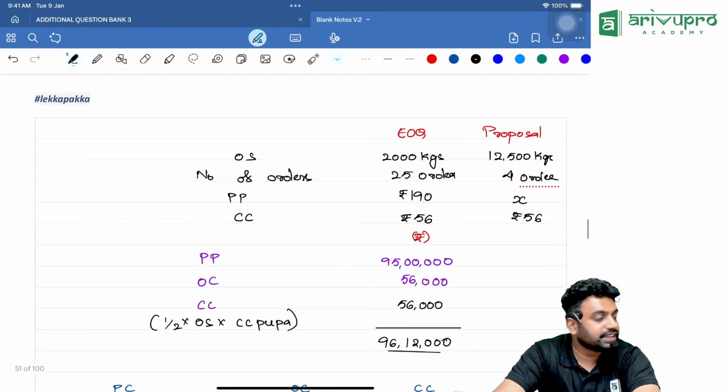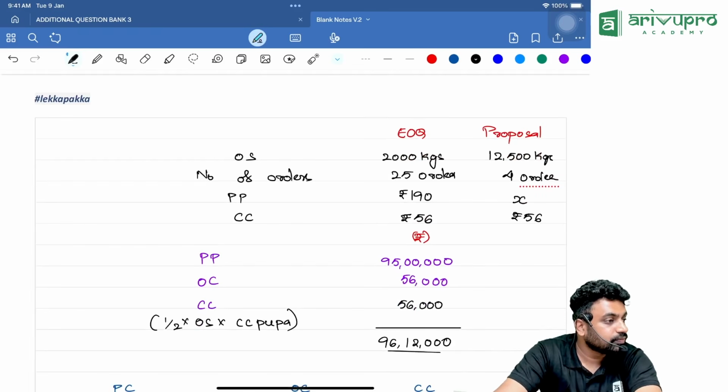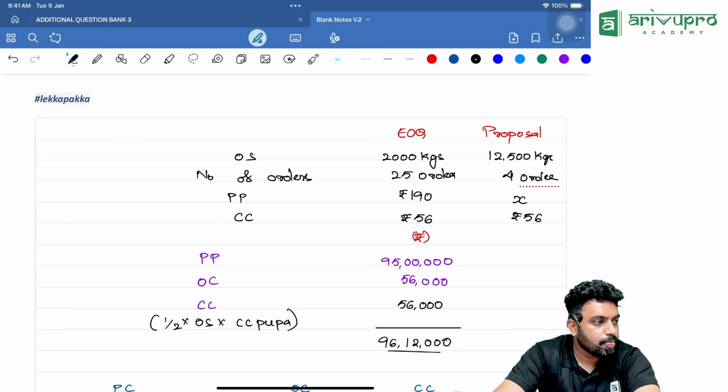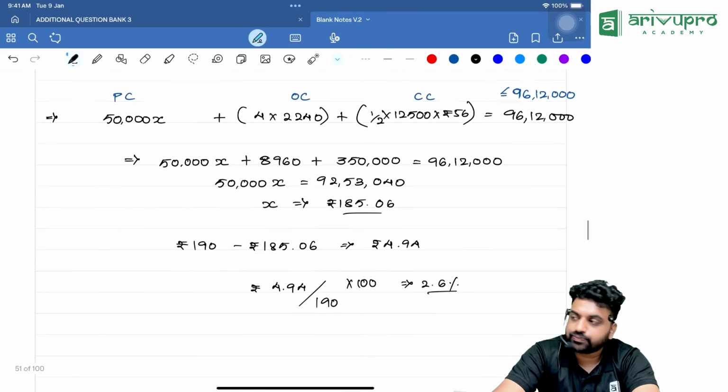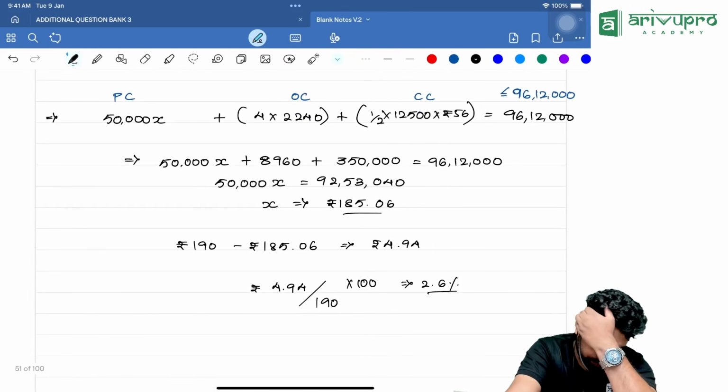So take it down. Yes sir, what was the doubt? How did we get 12,500? We have to place 4 orders in a year, and our requirement is 50,000. 4 orders means per order 50,000 by 4. Mark it as LMR.